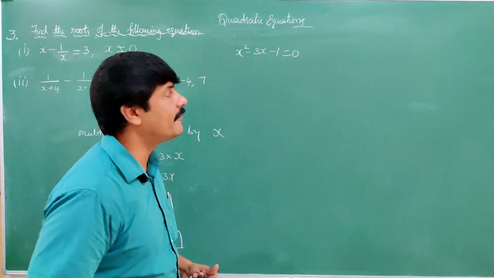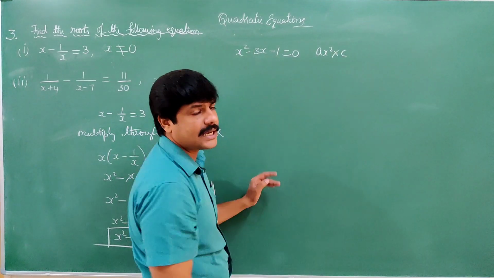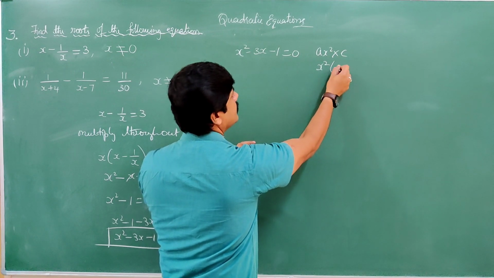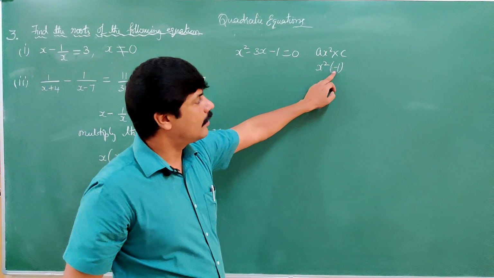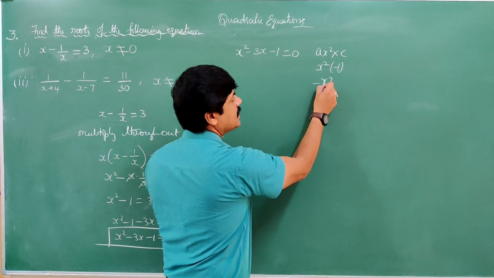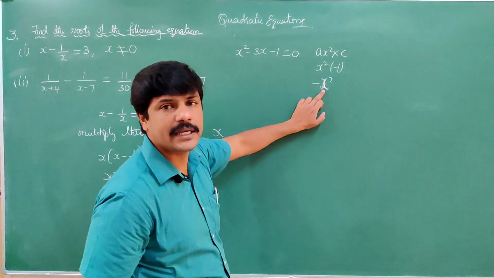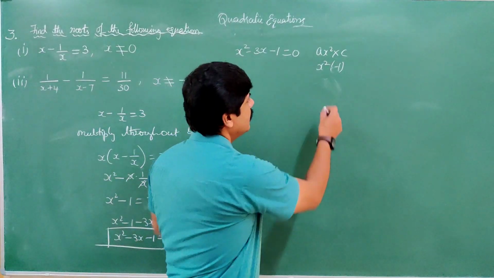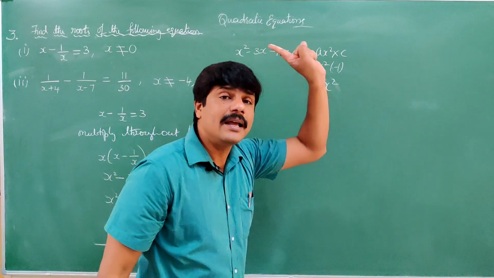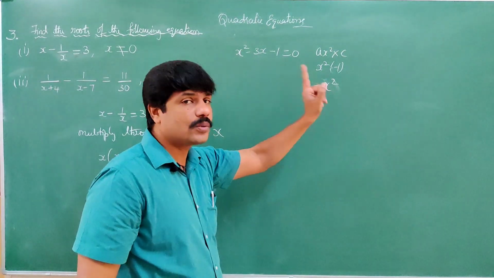What will you do in the factorization method? ax square should be multiplied with c. What is that ax square? x square is nothing but x square and c is minus 1. So it becomes minus 1 x square, or just minus x square, both one and the same. Understand? How many x squares are there? 1x square. Minus 1x square.